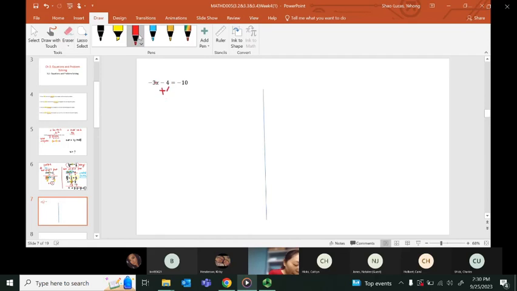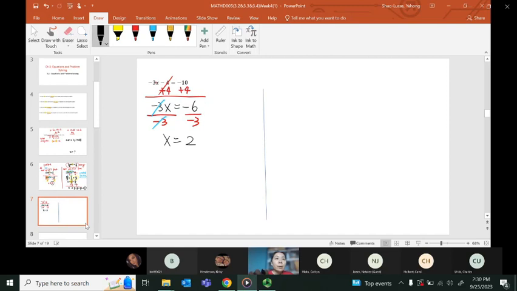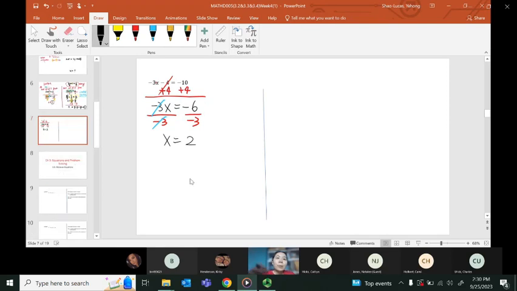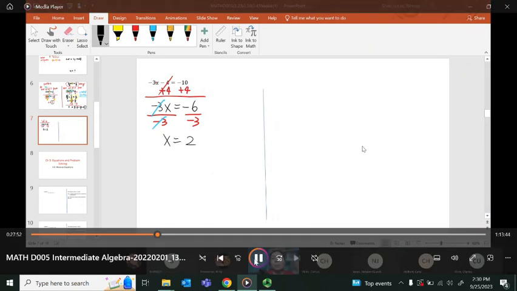So we're going to get rid of -4 by adding a 4. That cancels out. That leaves us with -3x equals -6. And now we want to get rid of -3. So we divide both sides by -3. And any number divided by itself, we always get a 1. So we get x on the left and a +2 on the right. Okay. All right, so this is pretty much the only type of question we have for this section, 3.0.